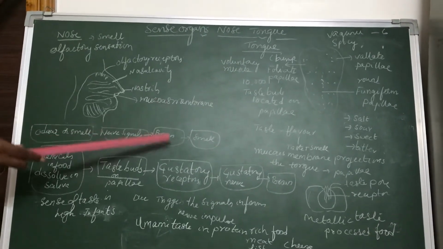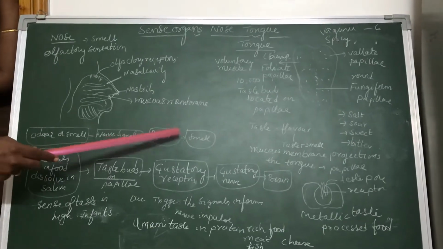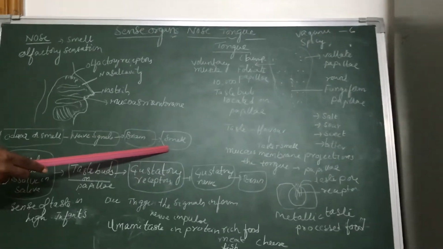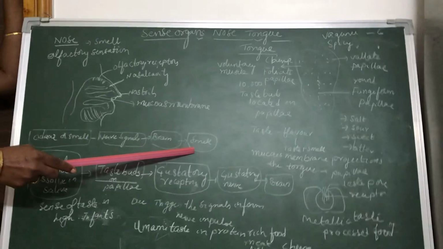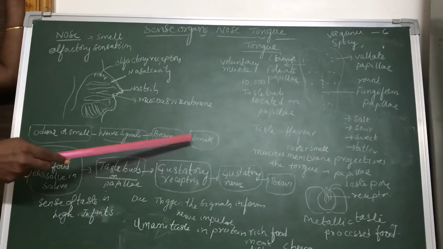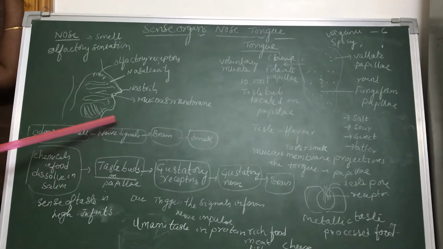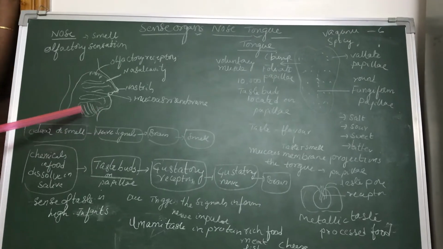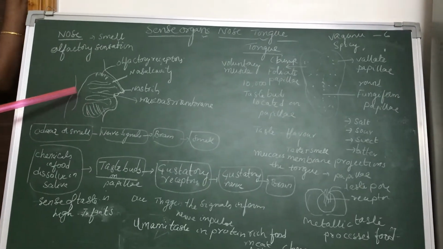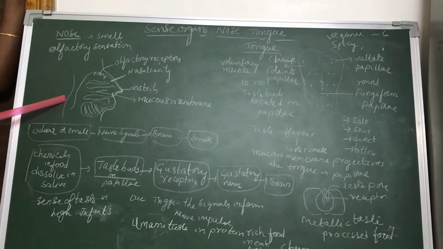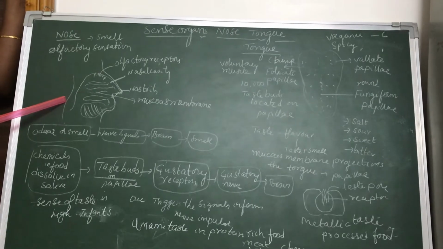The brain analyzes the information, and the brain has very specialized centers for smell, the olfactory lobes. These olfactory lobes analyze the smell. Then only can we smell the food material. During cold and cough, we are unable to smell the food material. What is the reason why we are not able to smell it?